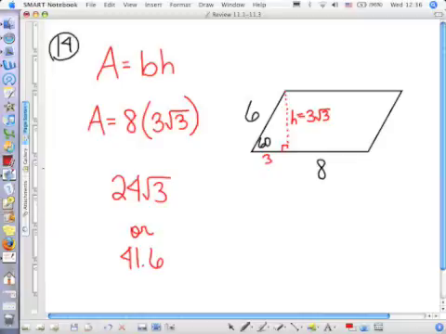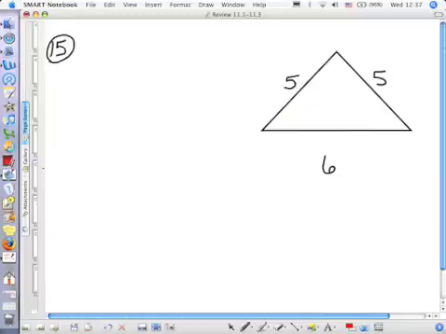We're almost done. Number 15 is a what? Isosceles triangle. It's a triangle. More specifically, it's an isosceles triangle, where I know the base, but I don't know the height. But since it's isosceles, I know that this base has been split into 3 and 3. And I can use the Pythagorean theorem, or the knowledge that this is going to be 3, 4, 5.